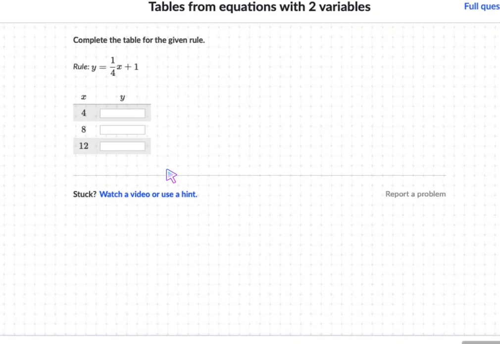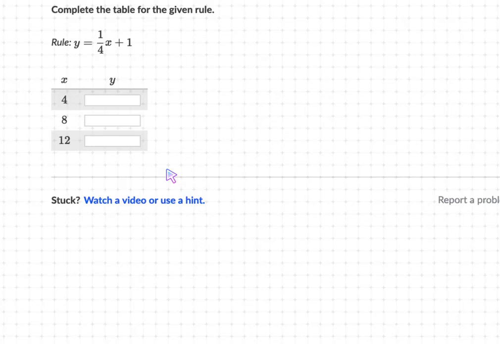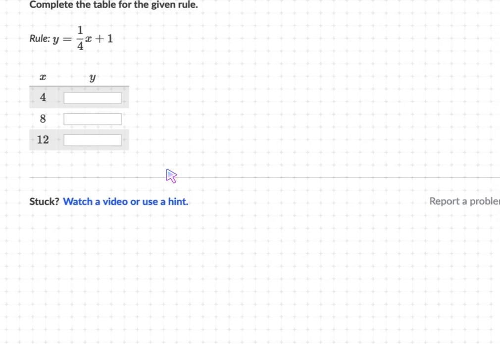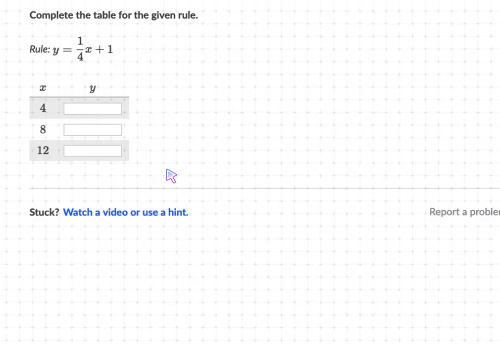Here's an example of a table that you are going to now have to make sense out of and complete when given your equation or your rule. We're going to work on this one together. So again, you have to complete this table and they've given you this rule. So this rule says that y's value is going to be 1/4 of x's value plus 1.